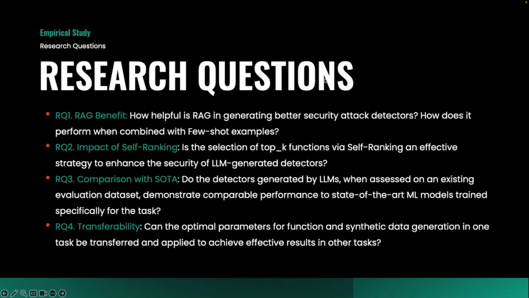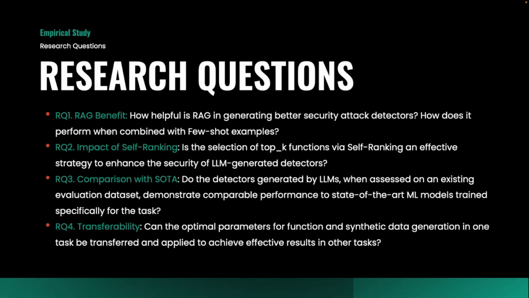The research questions that we have are basically these four. The first one is RAG benefit. Basically, how helpful is RAG in generating better security attack detectors, and how does it perform when it is combined with few-shot examples? Then we have the counterpart, that is the impact of self-ranking, basically how much we are improving by also using self-ranking. And these two are evaluated in both scenarios, considering both the average case in NTD and also the best case in TDA.